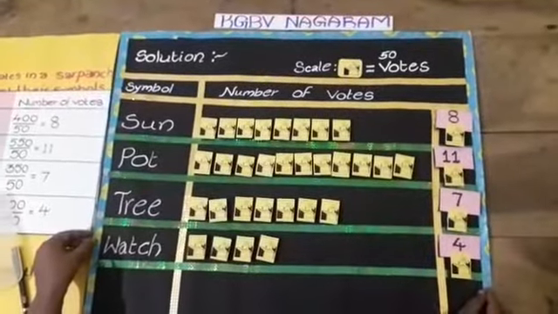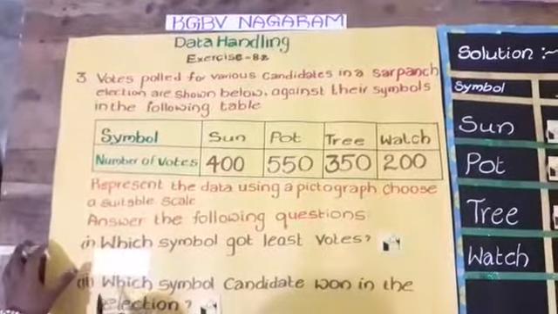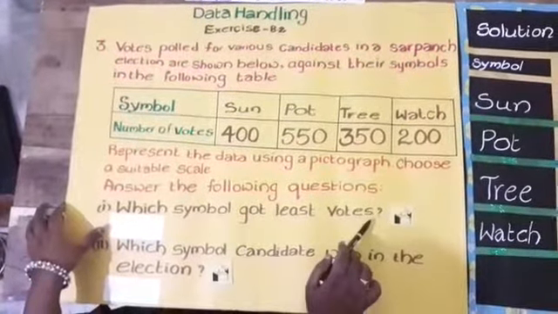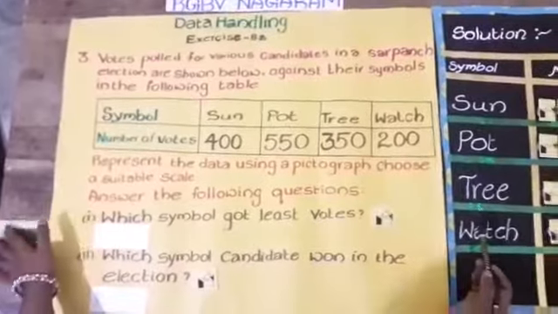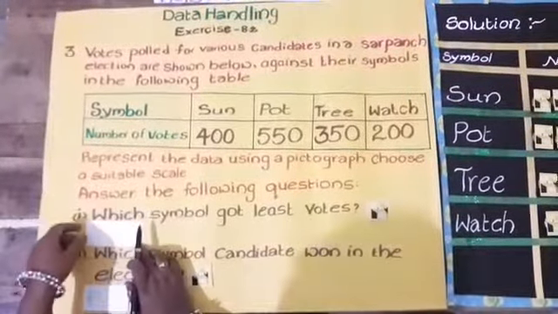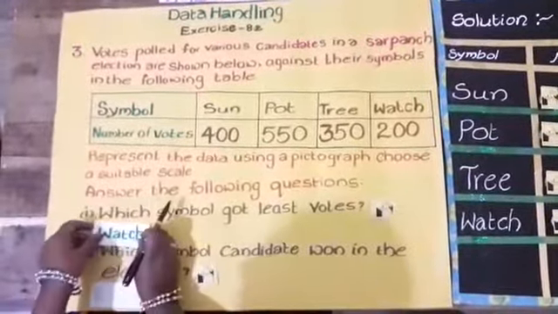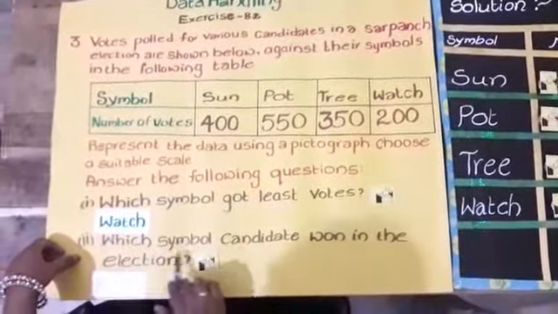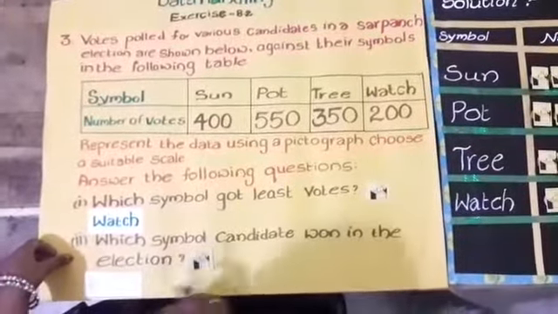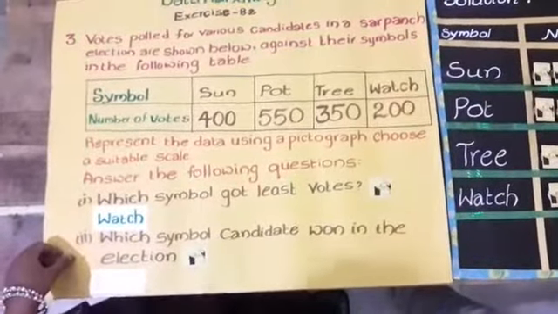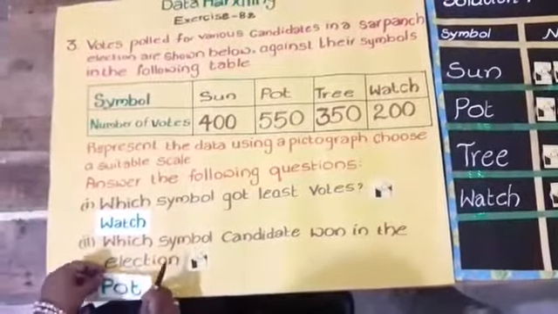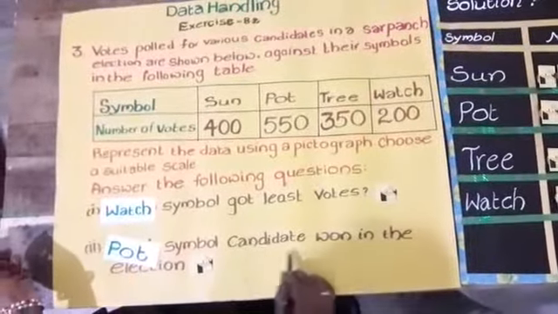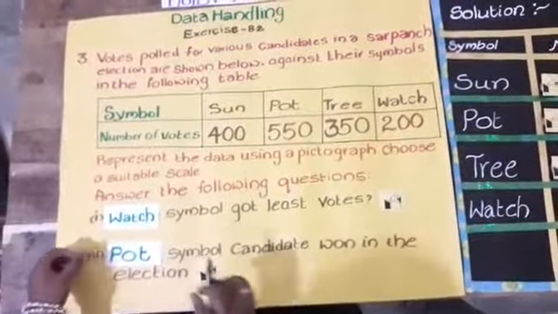Do you understand, children? Students, what is the first question? Which symbol got the least votes? Here watch got 4 votes only. And the next question: which symbol's candidate won the election? So the pot symbol candidate won the election.